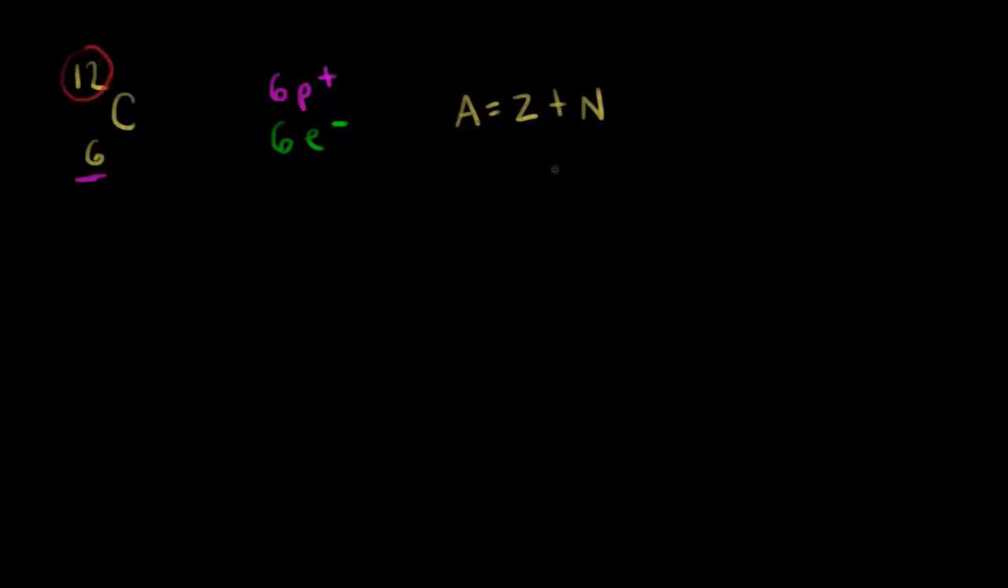The mass number was right here, that's 12, so we can put in a 12. The atomic number was 6, right here, so we put in a 6, plus the number of neutrons. So the number of neutrons is just equal to 12 minus 6, which is, of course, 6. So there are 6 neutrons. So just subtract the atomic number from the mass number, and you'll get the number of neutrons in your atom. All right, let's do another one.